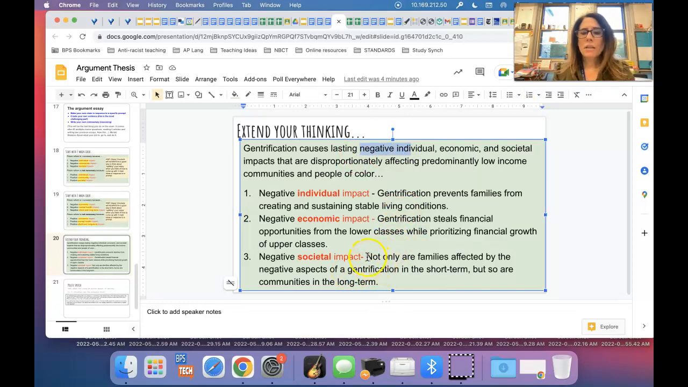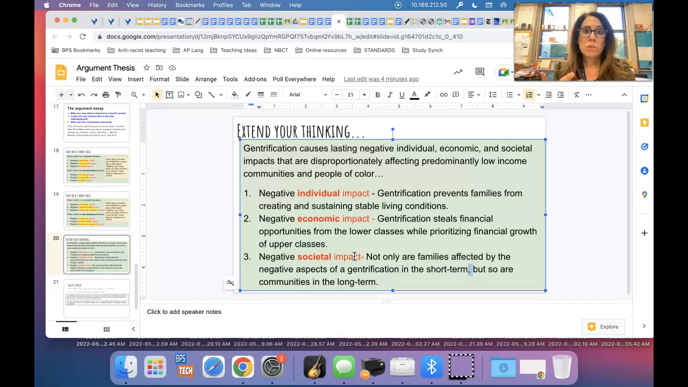And then societal, again, beginning with this not only are, right, is a different way to vary your sentence structure, and then continuing after this long phrase with this comma, but so are, right? So that's something to play around with when you're constructing your sentences. Varying sentences of different structures is important. So that's sort of how you might organize it, even right now, before you know what our next argument prompt is going to be.